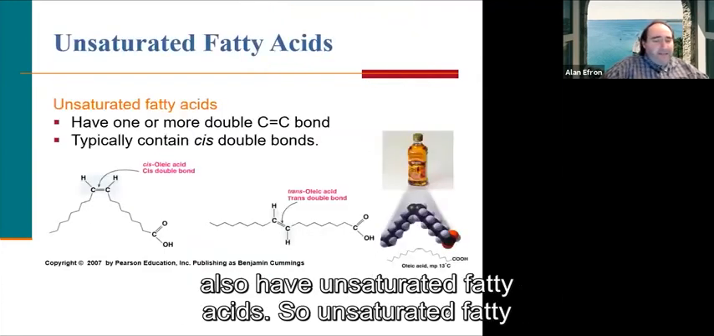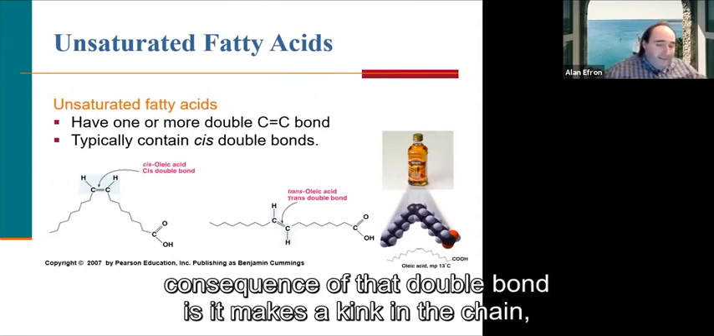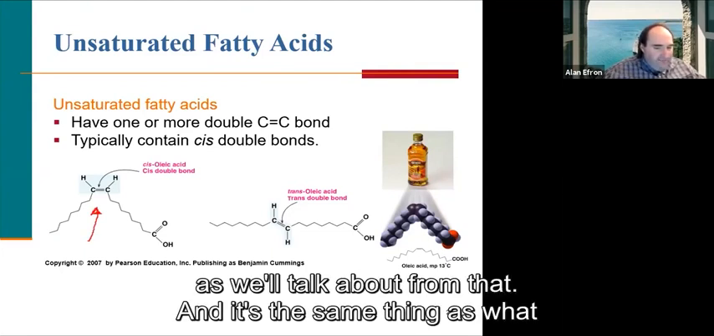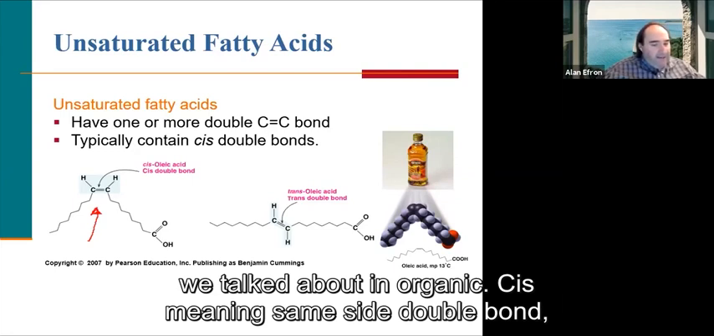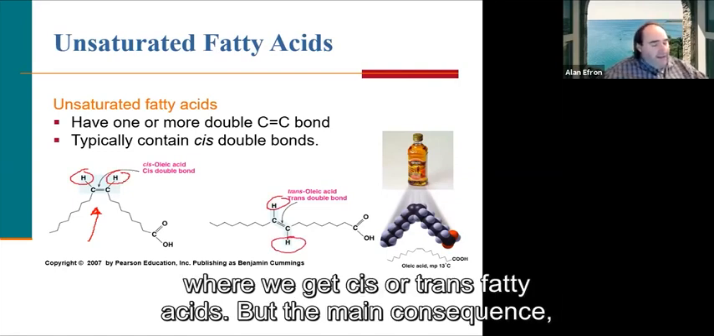Now we also have unsaturated fatty acids. So unsaturated fatty acids means that it does have a double bond somewhere. The consequence of that double bond is it makes a kink in the chain, as you can see here. And we do get cis and trans fatty acids, as we'll talk about from that. And it's the same thing as what we talked about in organic. Cis meaning same side double bond, trans meaning opposite sides of the double bond. And that's what we get, cis or trans fatty acids.